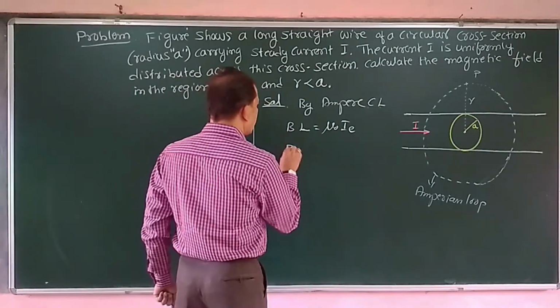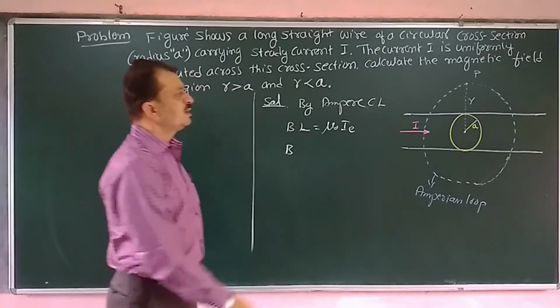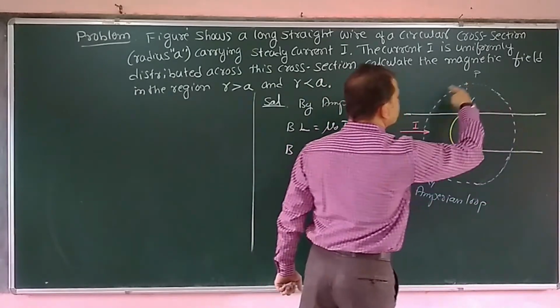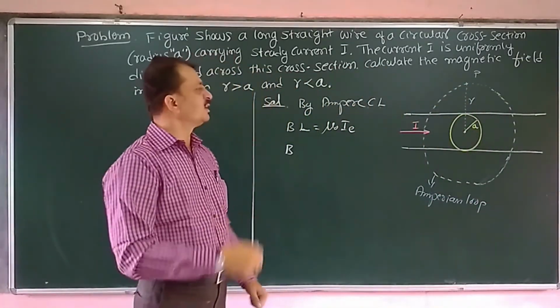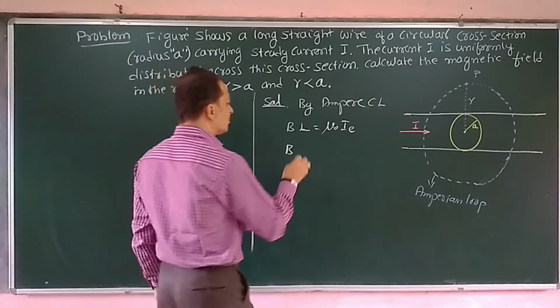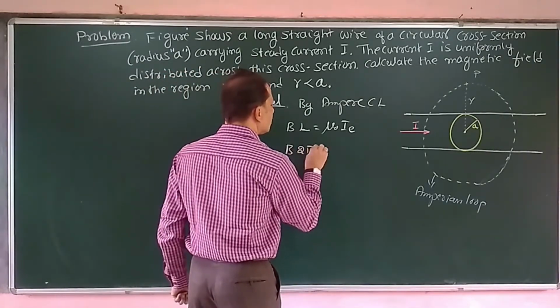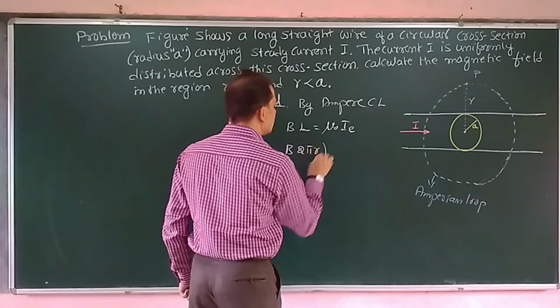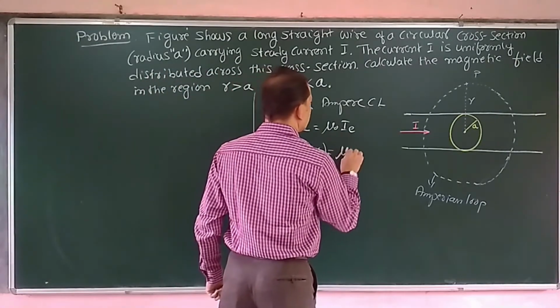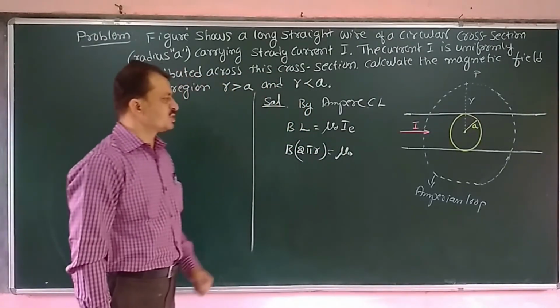Now B, that we have to calculate. L is the length of the circular loop. What is the length of the circular loop? As we have stated earlier, it is nothing but the circumference of that circle. The circumference formula we know already, it is 2 pi. Since the radius is a small r, it is 2 pi r. That is equal to mu naught, the permeability constant.